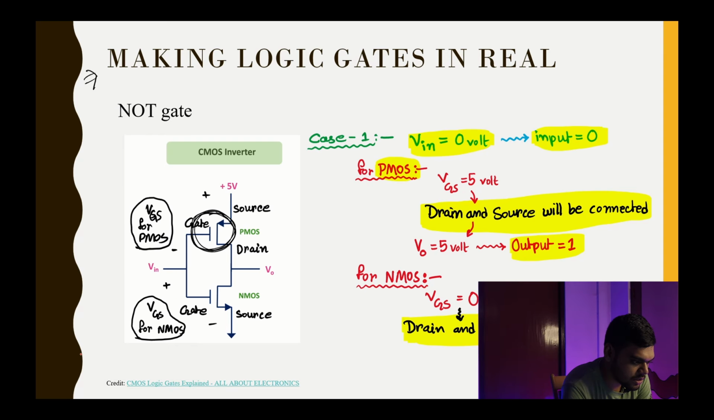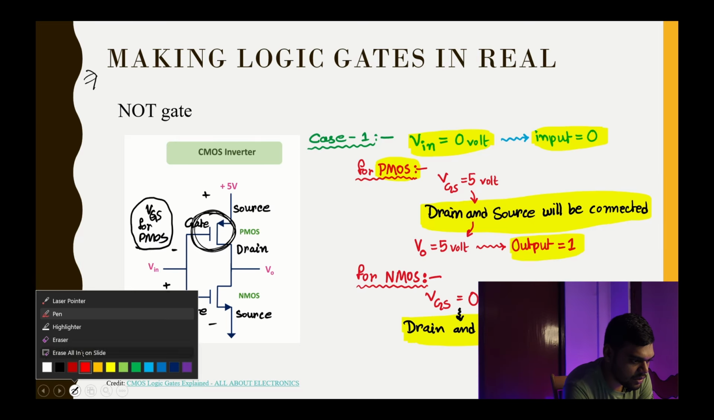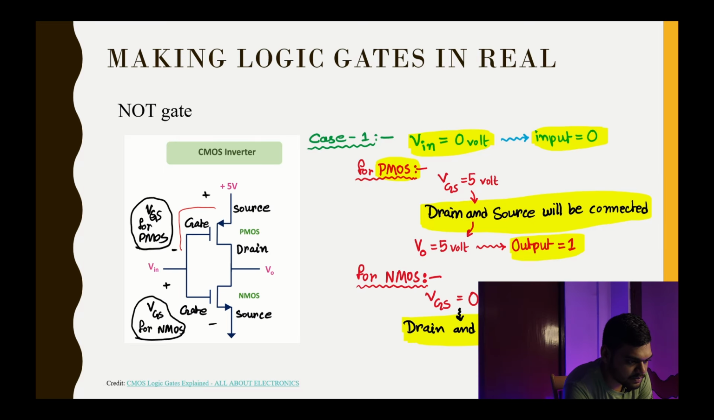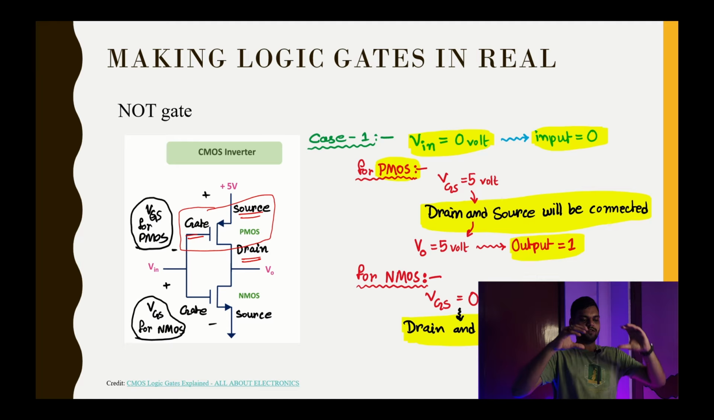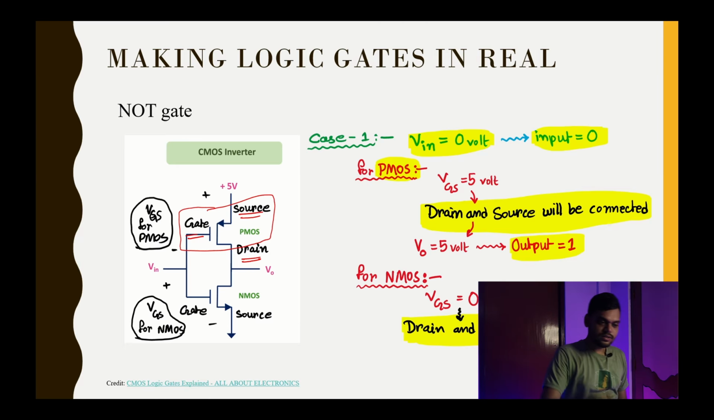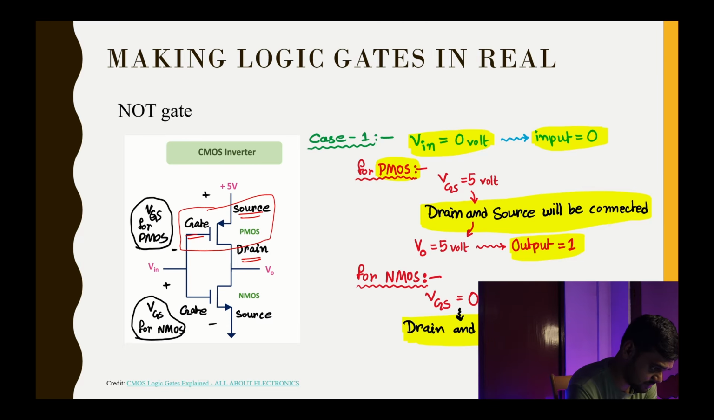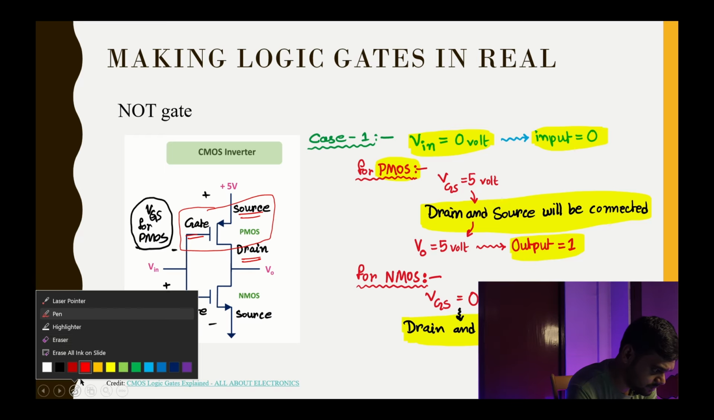Let me just change the color. Look at only this part of the circuit. You can see we have source, gate and drain, isn't it? Isn't it a PMOS transistor? Obviously, because we are talking about the source to gate voltage difference.